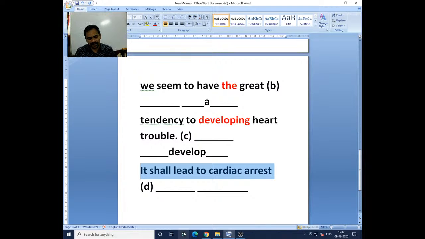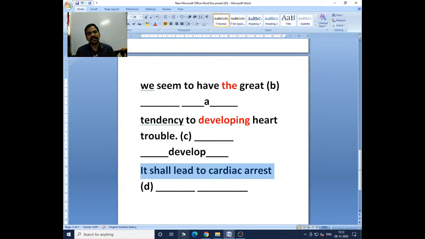Sandhya, don't change, we have not given you any can into could, or shall into should here. You try to understand a very simple thing: it can lead to cardiac arrest, why it can? Very simple one, you try to understand.